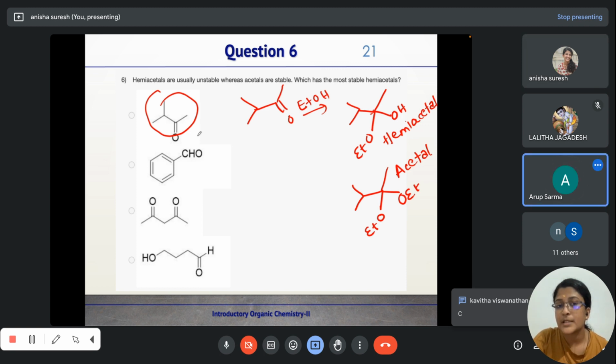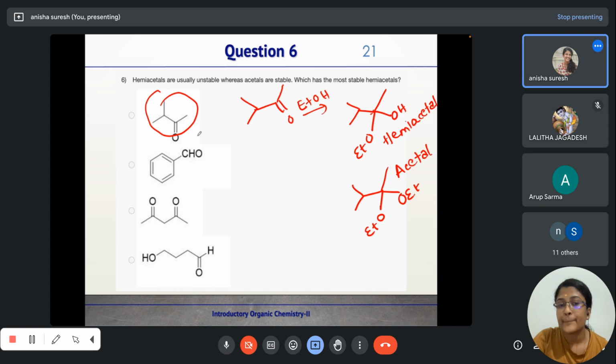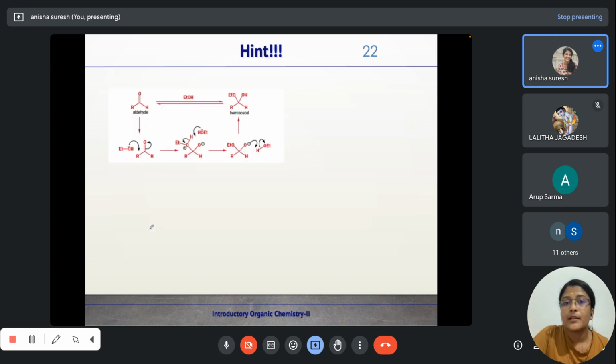Maybe second. Yes. Okay. But the correct answer is option number D. We will see why. So this is the mechanism of how a hemiacetal is formed. We are having an aldehyde. An alcohol like ethanol can add on to the electrophilic carbon of the carbonyl group. Then the carbon-oxygen double bond will break and the electron density will shift towards the oxygen. So this is the intermediate now.